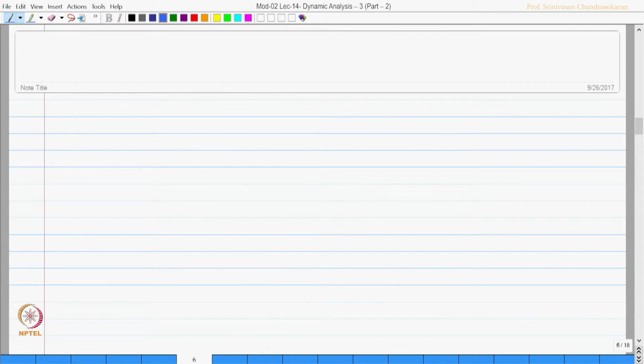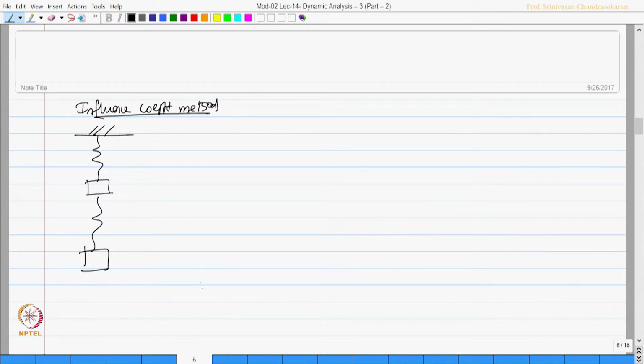Let us solve this problem also by influence coefficient method. So, it is very simple, I have to derive the influence coefficients from the first principles. Let us do that. This is going to be m, 2m, this is 2k and k. Let us write the free body diagram. So, unit force. So, this is going to be 2k of alpha 1 1 and this is going to be k of alpha 1 1 minus alpha 2 1.